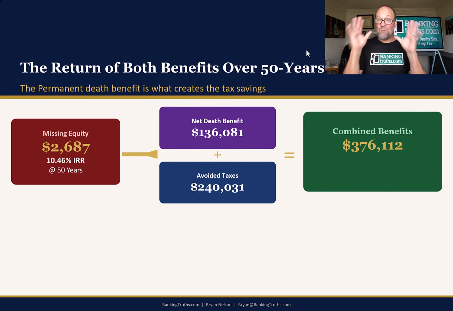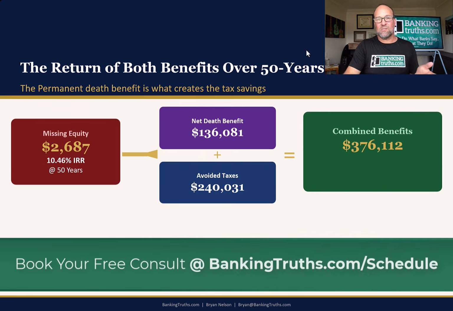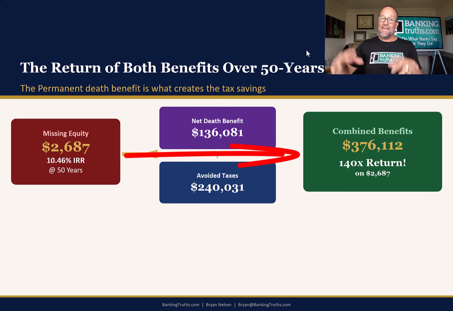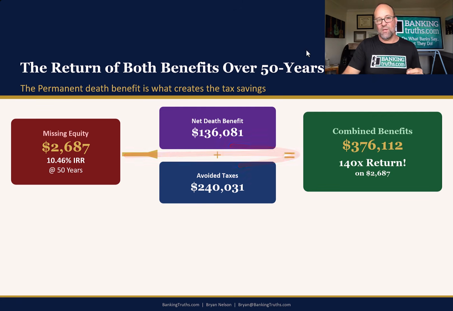My partner didn't want me to show this because it sounds too good to be true, but it's not. I can show you the math. If you request an x-ray, we can actually have it spit out a spreadsheet to show you how we got this. But essentially, the 2687, it's like it's sitting in that insurance company's vault doing work at about 10.5% to provide these 376,000 of total benefits for you.